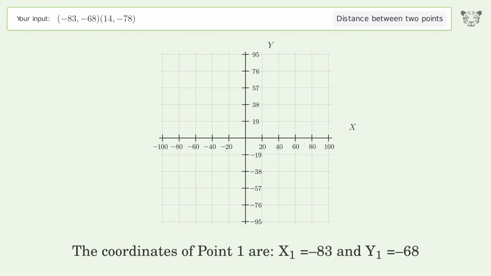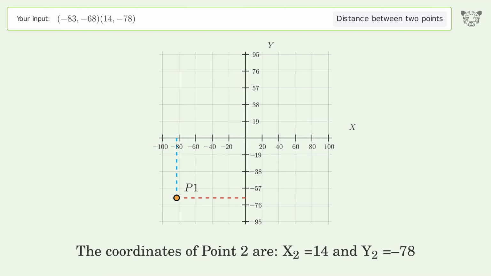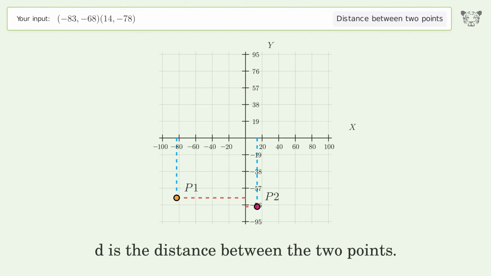The coordinates of point 1 are x1 equals negative 83 and y1 equals negative 68. The coordinates of point 2 are x2 equals 14 and y2 equals negative 78. D is the distance between the 2 points.